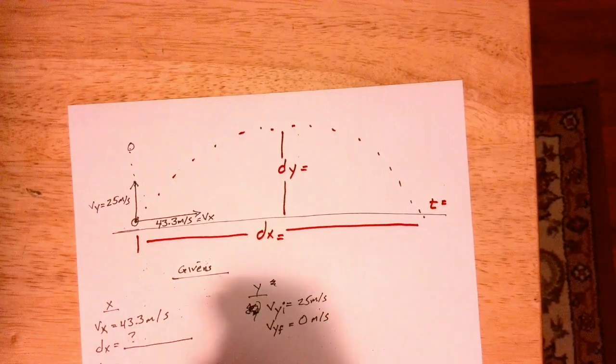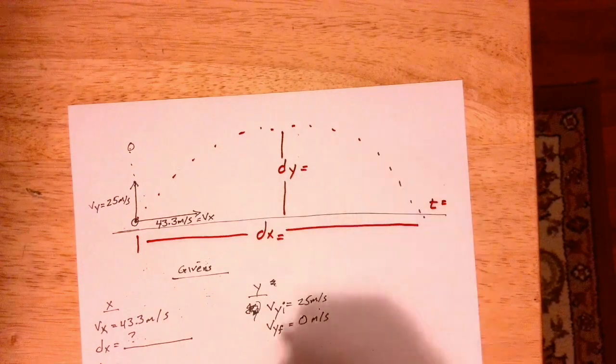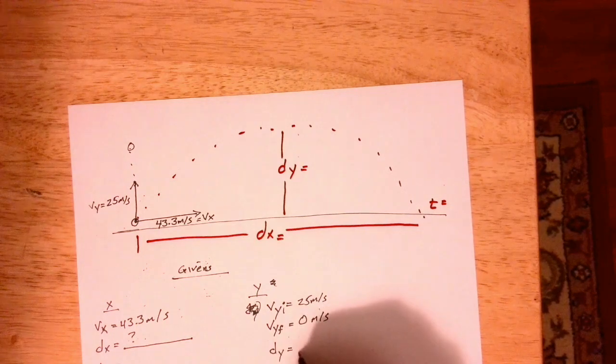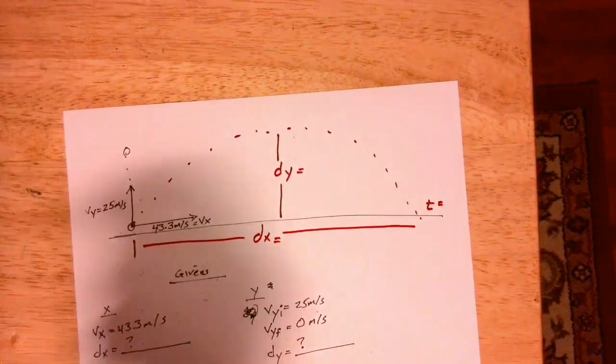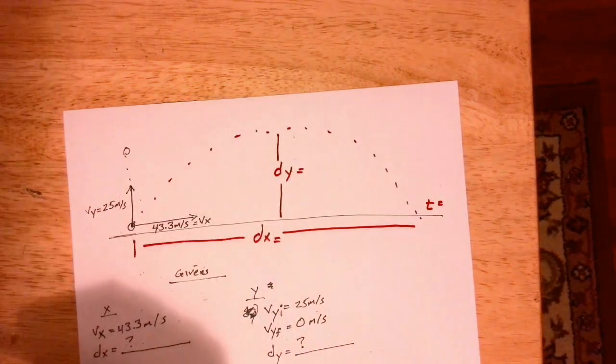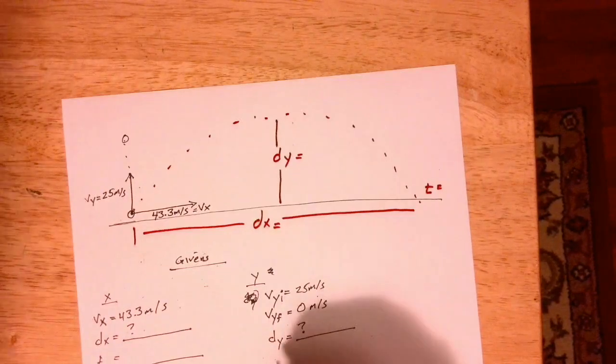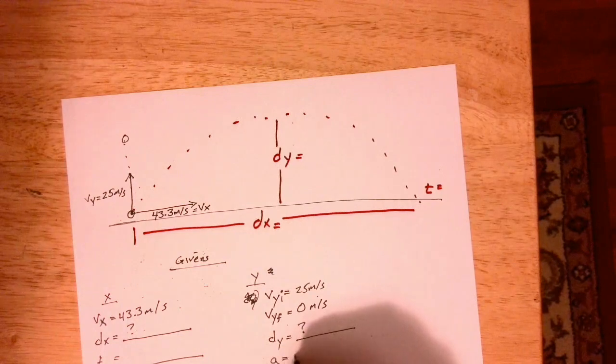Anything else acting in the y direction? Well, we have d sub y, which we don't know. So that's the highest point that the ball will reach. Is there anything else acting in the y direction? Hopefully remember my good friend gravity, or the acceleration of gravity, so A or G.